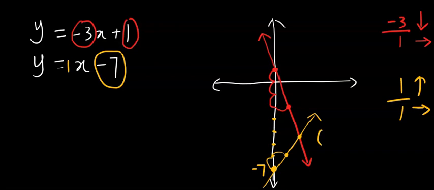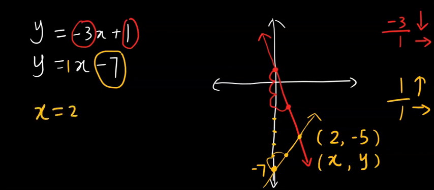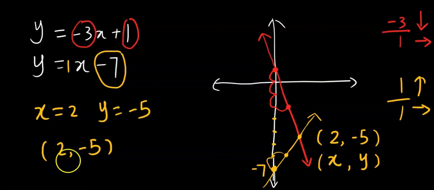Now, all you need to do is to read this point. See, what do you have? Do you have (2, -5)? Remember, this is a coordinate pair. X is 2, -5 is y. Therefore, you can say we found the solution. X is 2, y is -5. You can simply write it as (2, -5). This is how we solve a linear system by graphing.